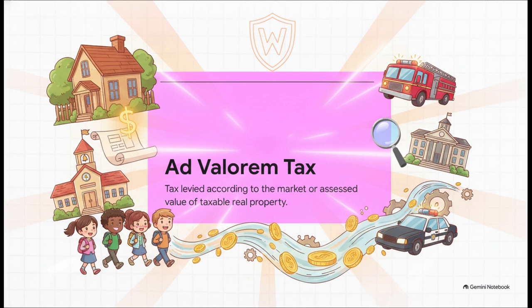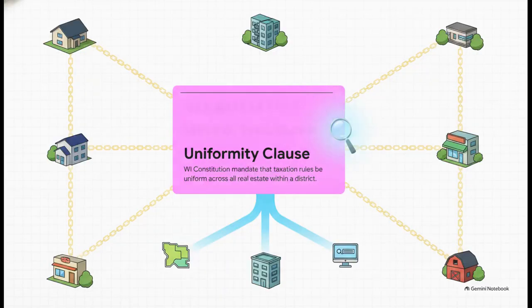And these taxes are absolutely crucial. They are the central pillar of local funding in Wisconsin, paying for K-12 public schools, technical colleges, county services, and essential municipal operations like police and fire departments. Now, you might be wondering, what keeps all of this fair? Well, it's the uniformity clause, right there in the Wisconsin Constitution.